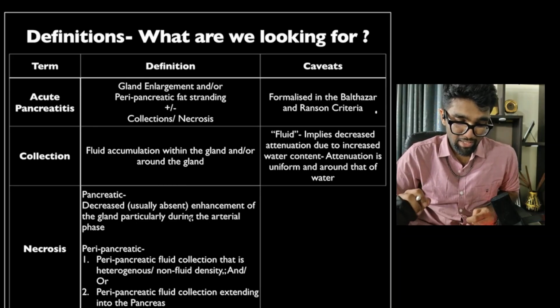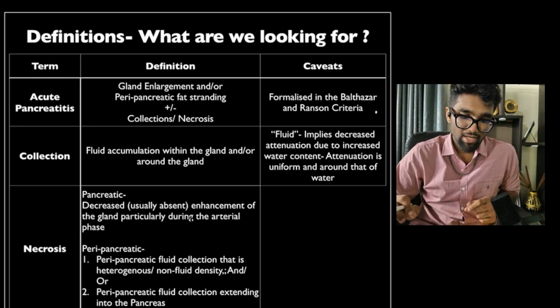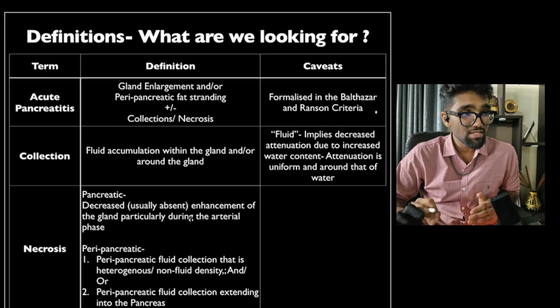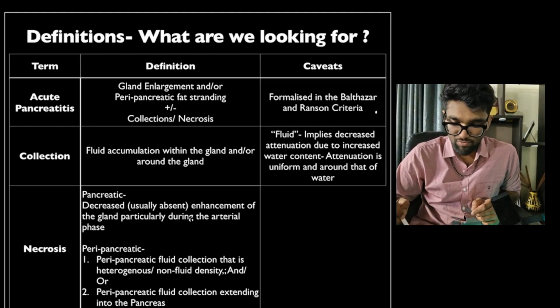Now, pancreatic necrosis is essentially decreased, usually completely absent enhancement of the gland. This is during the arterial phase particularly, but usually we see portal venous phase, so arterial and/or portal venous phase. Okay, but by definition it is the arterial phase.